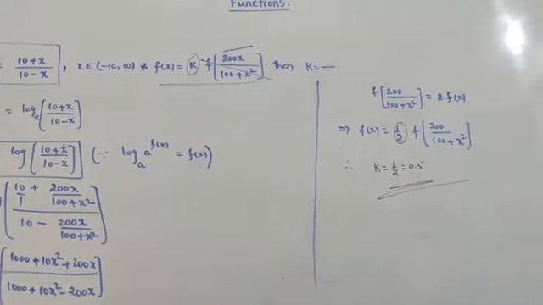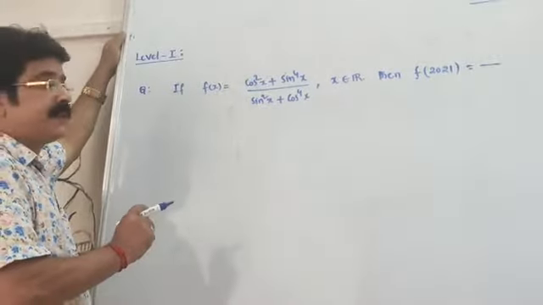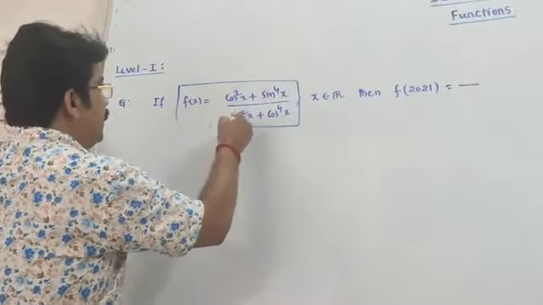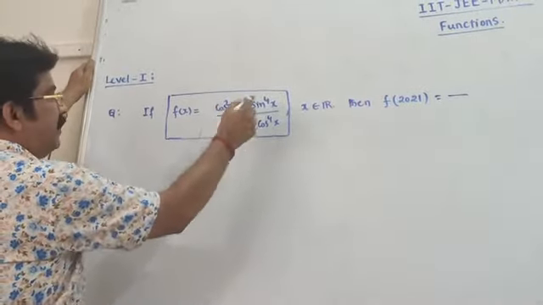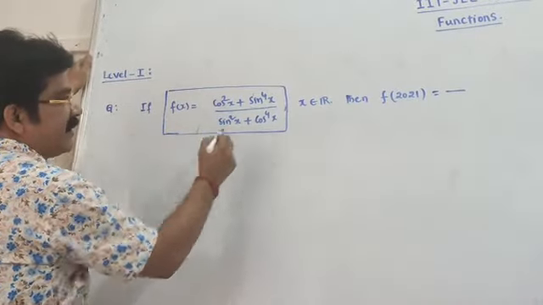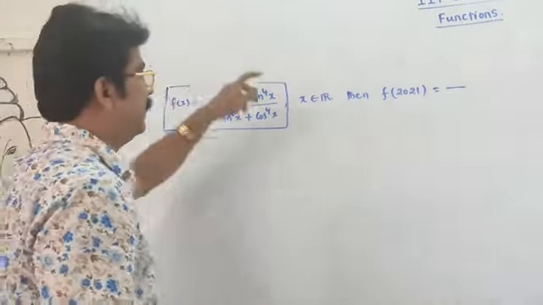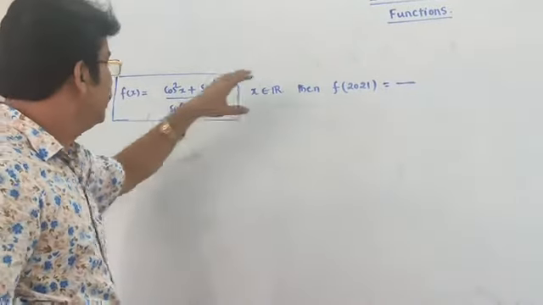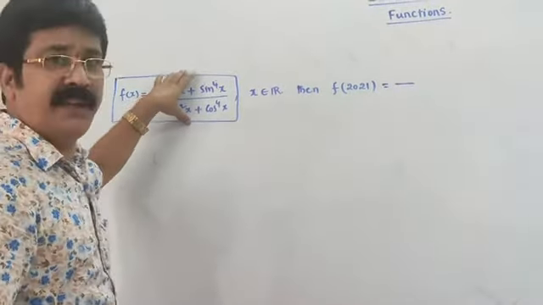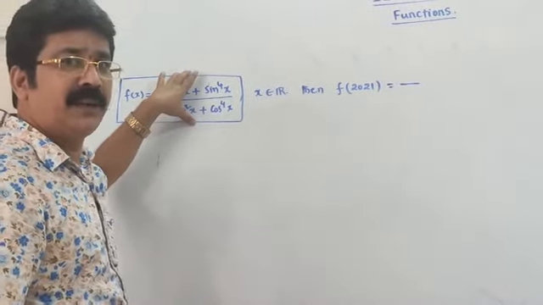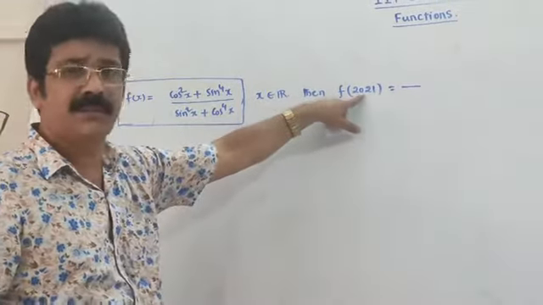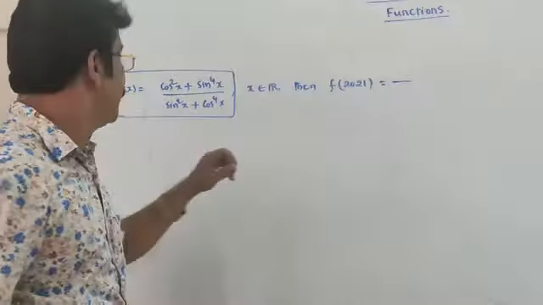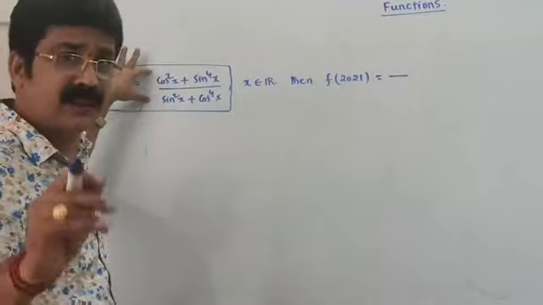Hence the problem is solved. Another important question: if f of x equals cos square x plus sin to the power of 4x divided by sin square x plus cos to the power of 4x, x belongs to capital R. If this question is given in a public examination, you will have to attempt it. In 2021, that's why I took the same number, 2021. This is a special function in trigonometry.